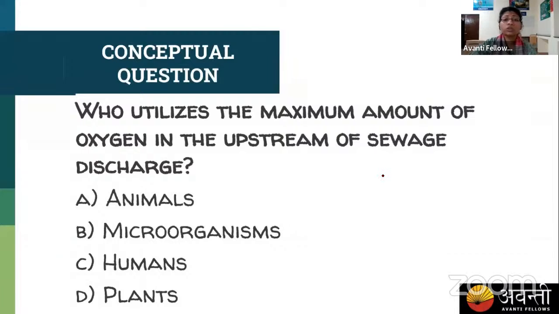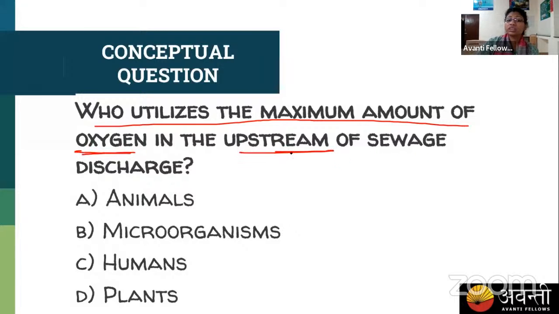Okay, so here is your question: who utilizes the maximum amount of oxygen in the upstream of sewage discharge, when we release the sewage, in the sewage treatment plant, due to the presence of which the oxygen demand increases? Your option A is animal, option B microorganism, option C human, and option D plants. You can give your answer in this poll, the growth of which leads to the increase in the oxygen demand. A animal, B microorganism, C human, and D plant. Give your answer.